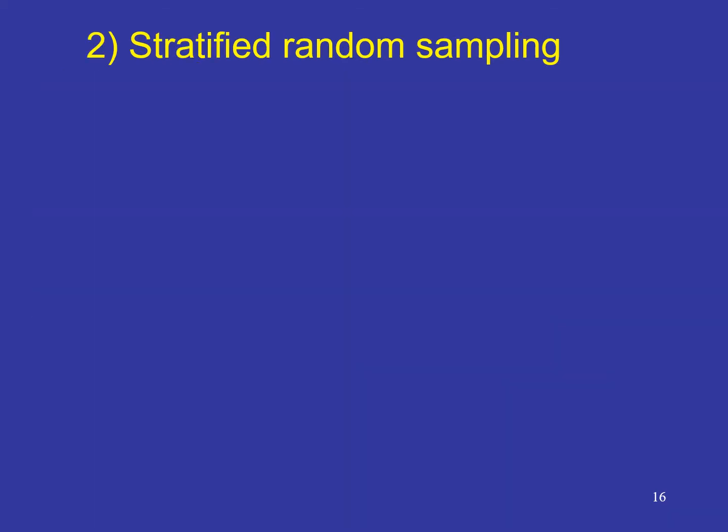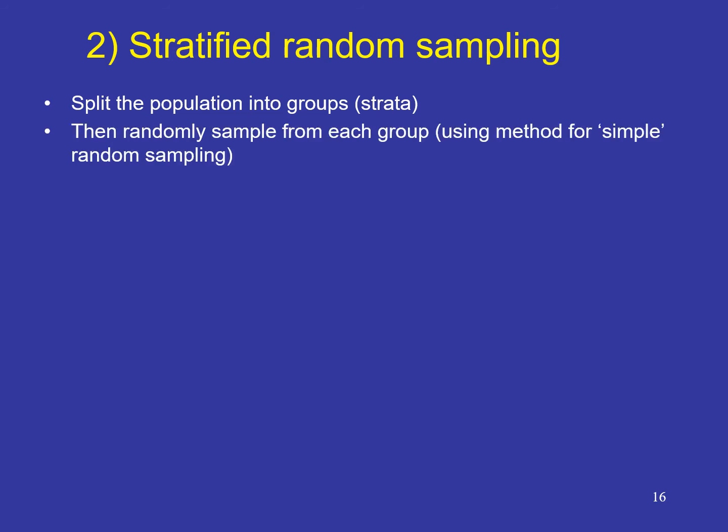Now, the second method of sampling we're going to look at is called stratified random sampling. Now, this is really an extension of simple random sampling. And what we do here is we split the population into groups or strata, and then we randomly sample from each group using the method for simple random sampling that we did on the previous slide.